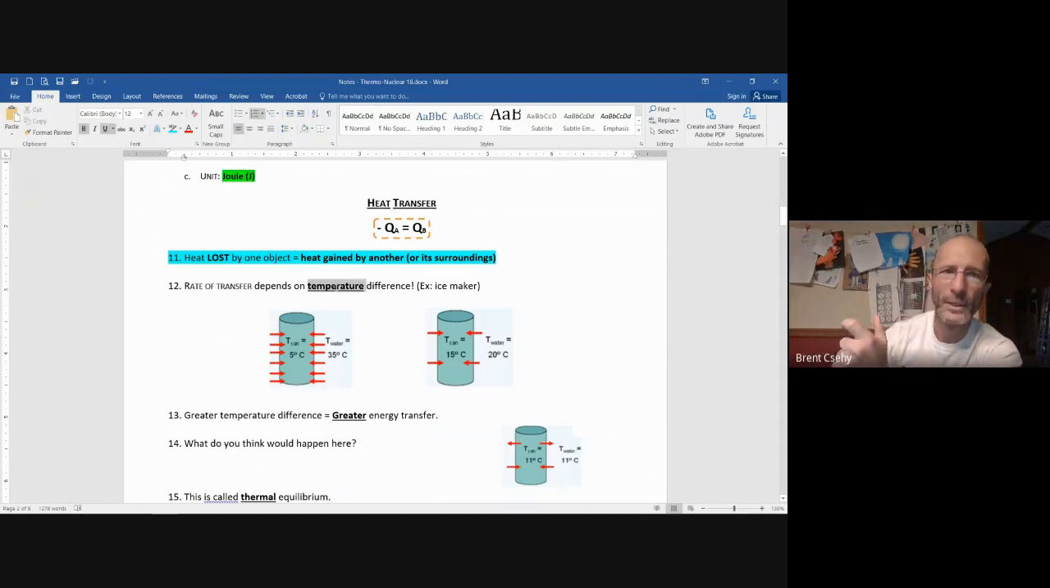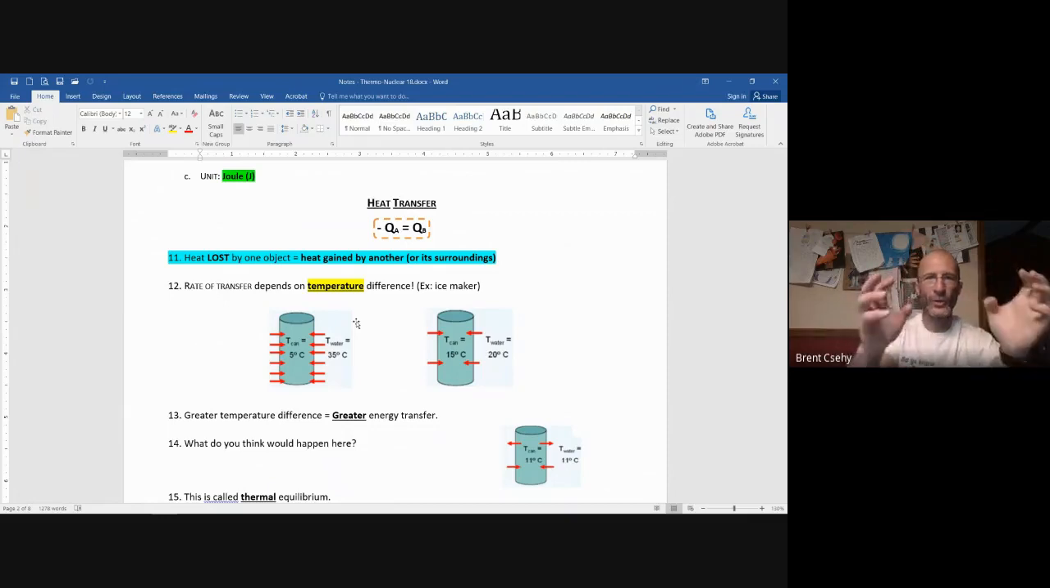This is what I was just getting into a minute ago. Kind of got ahead of myself. But the rate depends on the temperature difference. Again, if you've got really, really hot water coming out of the hose behind your fridge, and then it goes right into your freezer, that transfer is going to be huge. The more heat, the faster it can go.